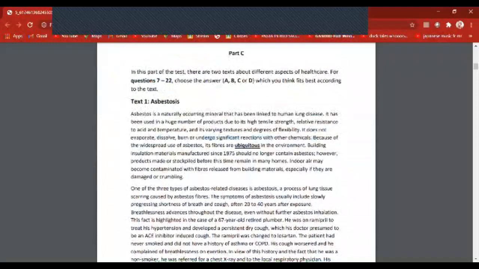Now, because of the widespread use of asbestos, its fibers are ubiquitous in the environment. So because of the widespread use, it's used in a lot of places. Ubiquitous means it's widely available, it's everywhere. That's what it means. So this is a synonym, and it's been underlined also. This is giving an indication: because of the widespread use. So this is giving us the reason.